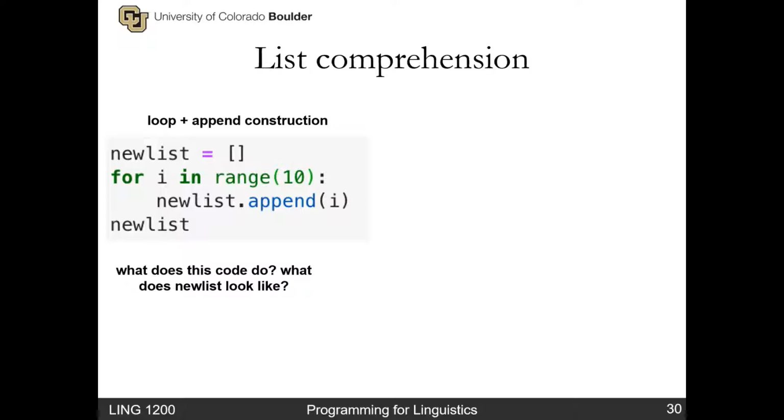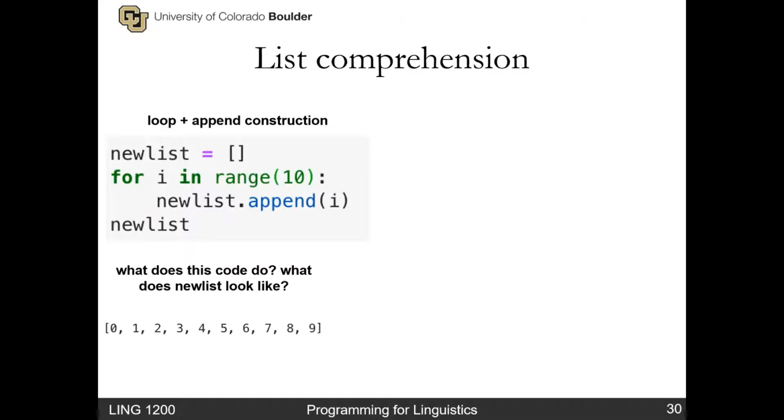What is new list going to look like after this code has run? Take a few moments to think about this and give the output to this little code snippet. The output to this code is going to be a list of numbers, starting from 0 and ending in 9, right? So we've created an empty list, new list, and then we're going to loop through a range of numbers, 0 to 9, and append each of those numbers to our list. So we will print it out.